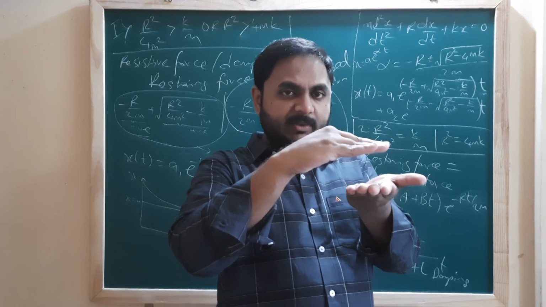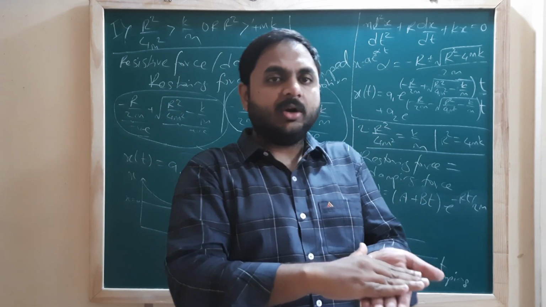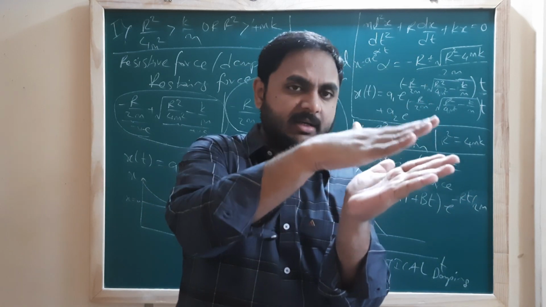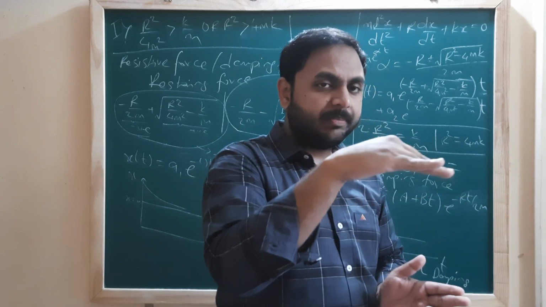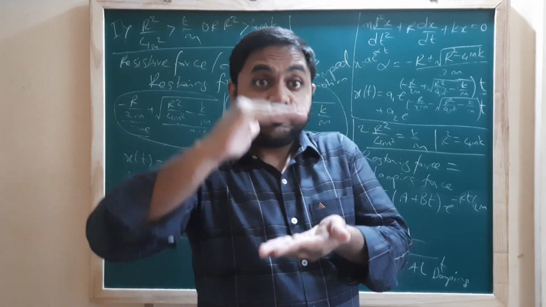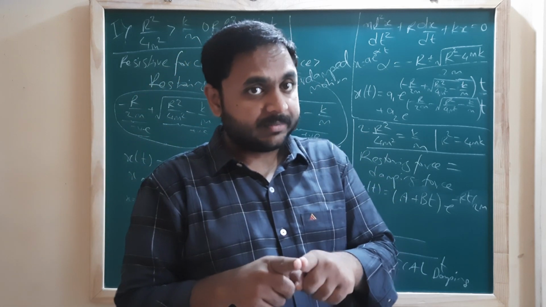Let's say its original length was this much. Now suddenly it became this much. It got either elongated or compressed. If it goes over a speed breaker, the shock absorbers are compressed. If it goes through a pothole, the shock absorbers might suddenly get elongated. It is displaced from its mean position. Now, this is not its natural position.